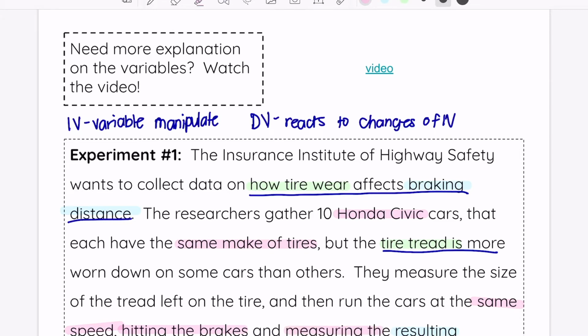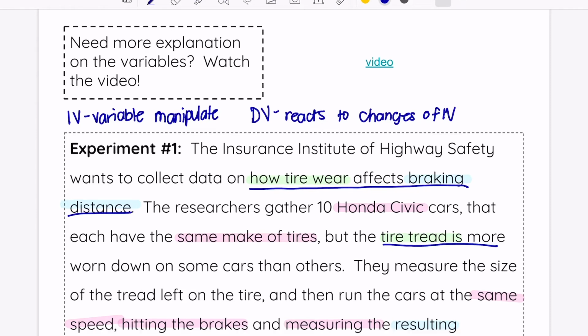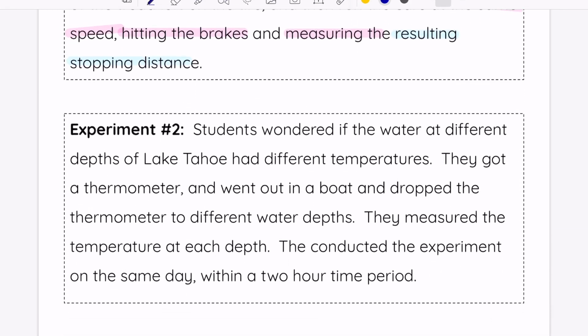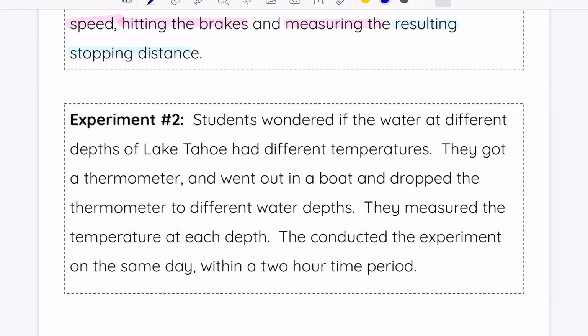Now, what you're looking for really, remember, are 2 variables that have a relationship. So let's look at experiment number 2. Students wondered if the water at different depths of Lake Tahoe had different temperatures. So they are wondering if water at different depths of Lake Tahoe had different temperatures.